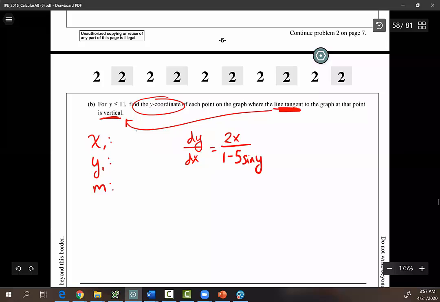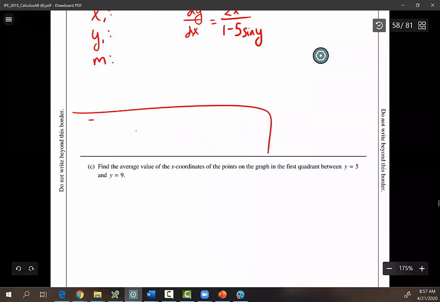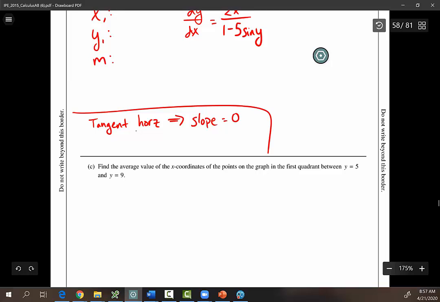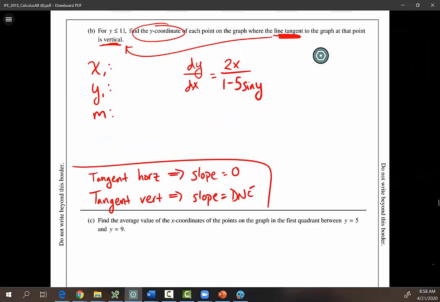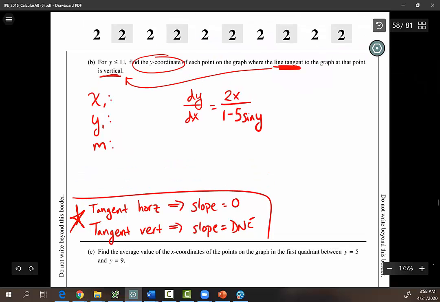Tangent horizontal, this is something we want to kind of memorize. When we have a tangent line that's horizontal, that means slope is 0. And when we have a tangent line that's vertical, that means the slope is dne. I am going to try to get like a one-pager of notes together just of some of this stuff that we may want to have when we take the test, because it is going to be open notes. So that might be something we put on there. But if you have it memorized, then it's even faster, right? So we see that the tangent line is vertical, okay? And that means slope is dne.